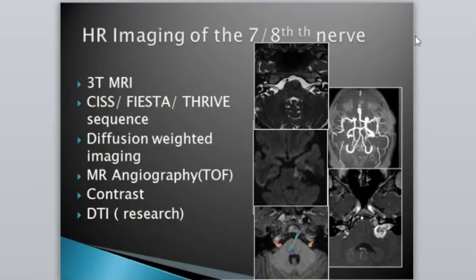So how can we image the nerves? 3 Tesla imaging is the best to image the 7th, 8th nerve, in fact any nerve. A 1.5 Tesla system is also good enough, but below that you get poor quality images. CISS, FIESTA, THRIVE sequences remain the mainstay of any nerve imaging. Diffusion weighted imaging helps to see tumors and also lesions such as epidermoid, which will show restricted diffusion. Angiography wherever relevant, contrast is generally needed, and DTI is research based, however, it can be used to see the individual components of the vestibulocochlear nerve.